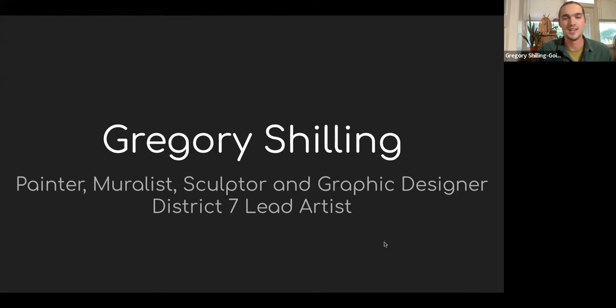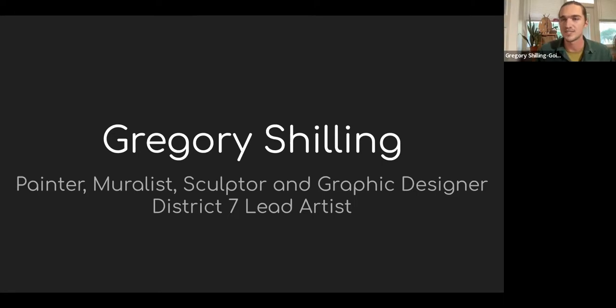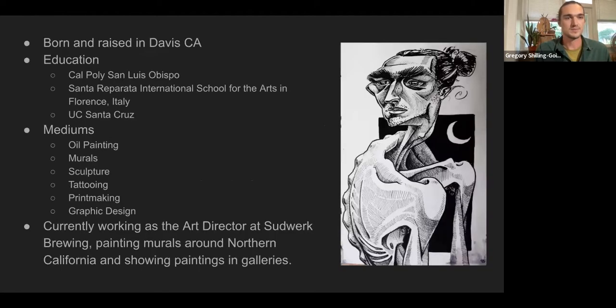So I'm Gregory Shilling. I'm a 26-year-old painter, muralist, sculptor, and graphic designer. And I was the lead artist on the District 7 mural for the Sacramento community murals. So I was born and raised in Davis, like Donald said. Went to Cal Poly and then studied abroad for a semester, and then ended up at UC Santa Cruz between the ocean and the redwoods. Had a wonderful time there, finishing up my bachelor's degree in fine arts.